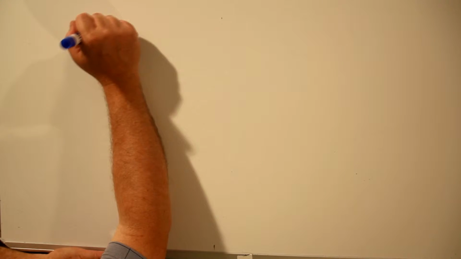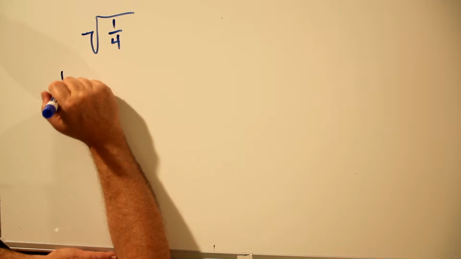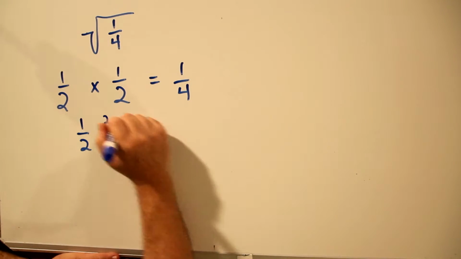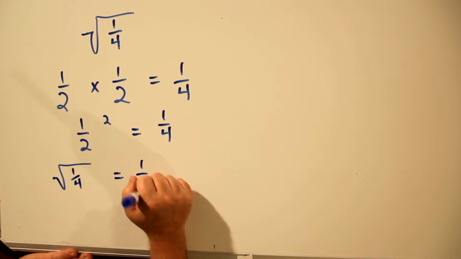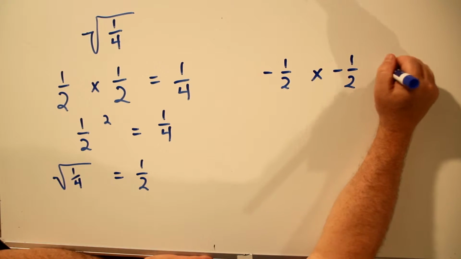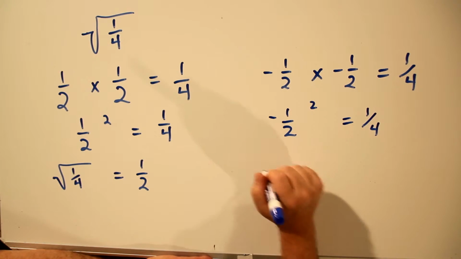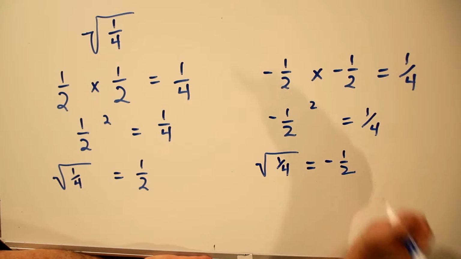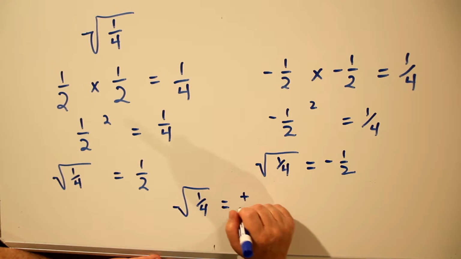It is possible to take the square root of a fraction. Let's find the square root of 1/4. Turns out 1/2 times 1/2 is 1/4. 1/2 squared is 1/4. So it would be accurate to say the square root of 1/4 is 1/2. And negative 1/2 times negative 1/2 is 1/4, positive. Negative 1/2 squared is 1/4. So it's accurate to say the square root of positive 1/4 is negative 1/2. So the square root of positive 1/4 is plus or minus 1/2.